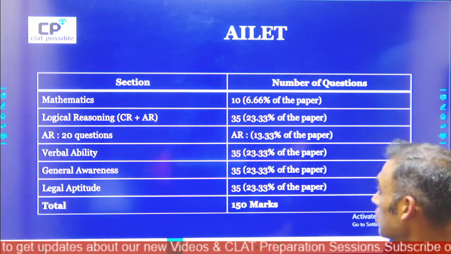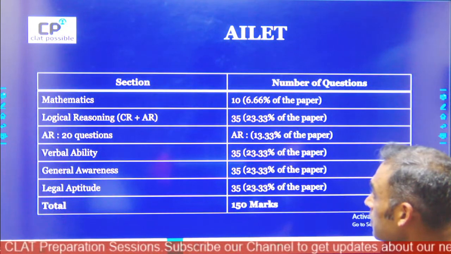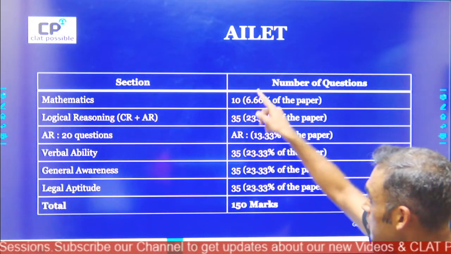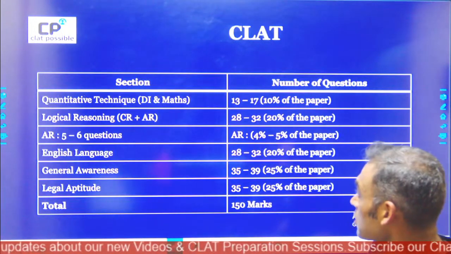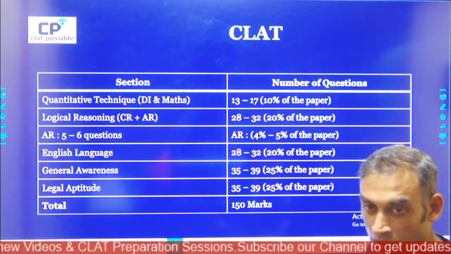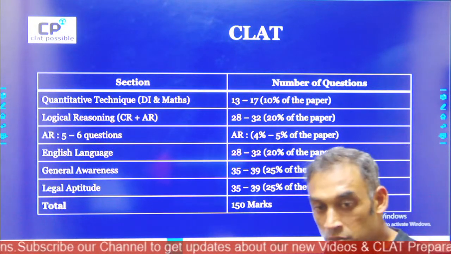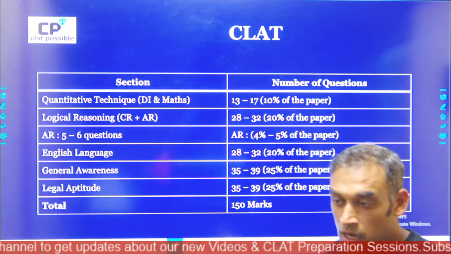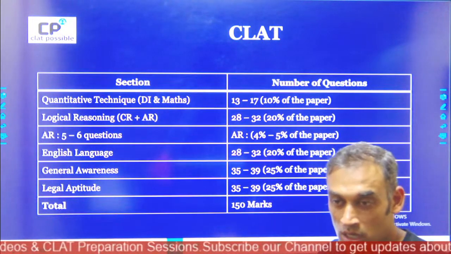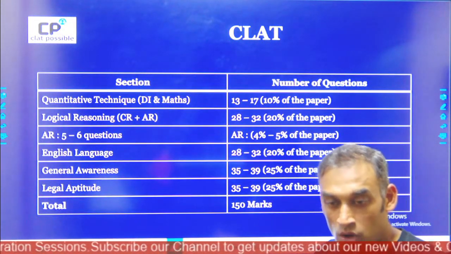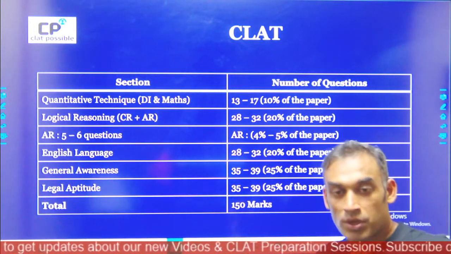If you look at the AILET paper also, out of 150 marks, we have 10 marks coming in this paper. So it is about 6.66% of the paper. Here it is 150 and 15, so 10% of the paper, right? The difference between a good NLU and a not very good NLU could be just a difference of 7 to 8 marks. So take this section seriously, and all that you need to do here is get adept with handling sets.